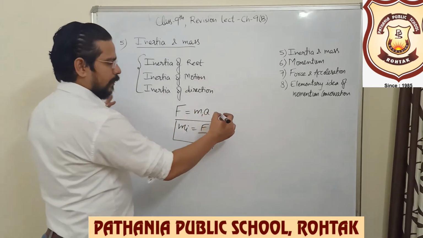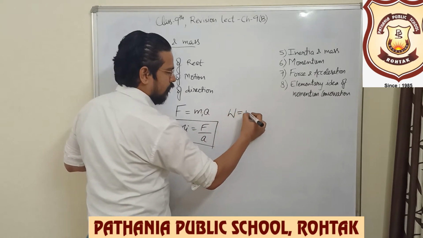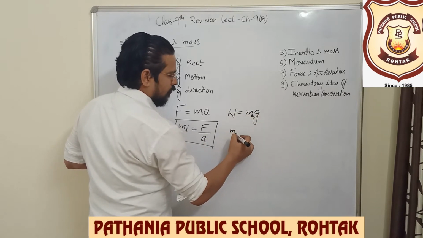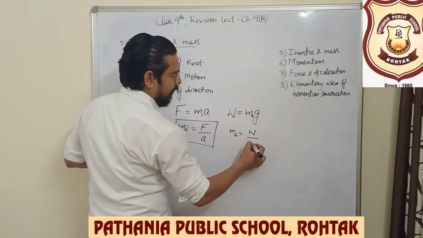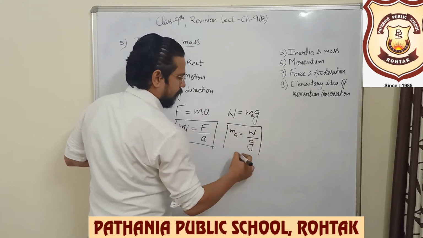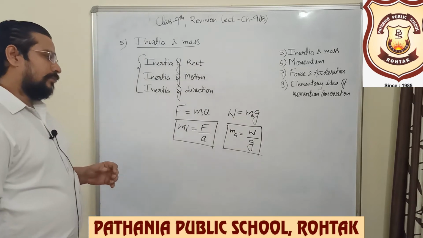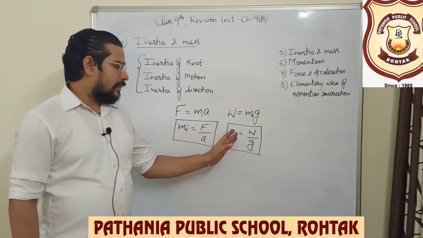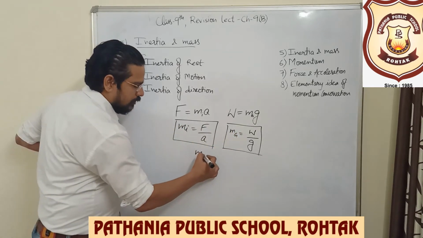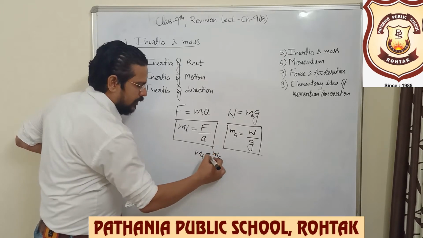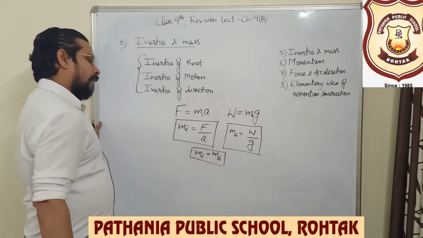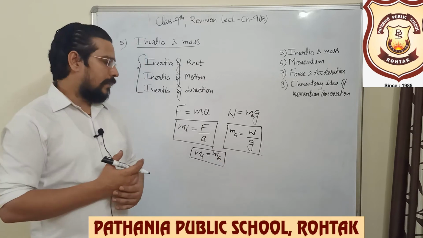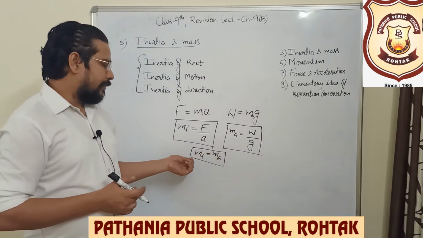But as we know, the gravitational force, weight W, is equal to mg, where m is the gravitational mass, which is again equal to weight of an object divided by acceleration due to gravity. So these two equations show that both the masses are force divided by acceleration and they are the same. Inertial mass of an object is equal to its gravitational mass. While we use gravitational mass as the unit of our mass, the same definition can be applied for inertial mass.